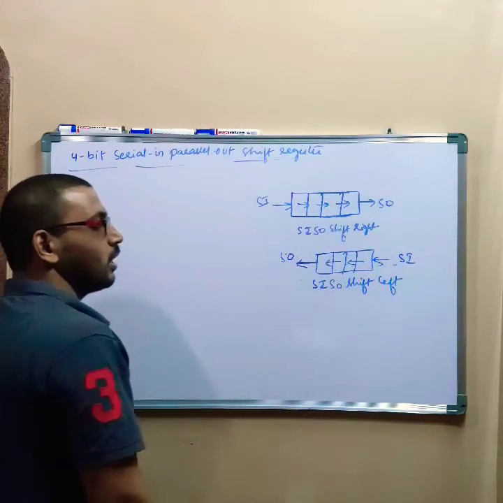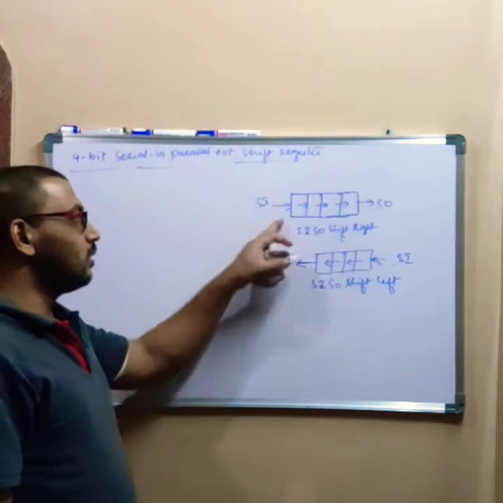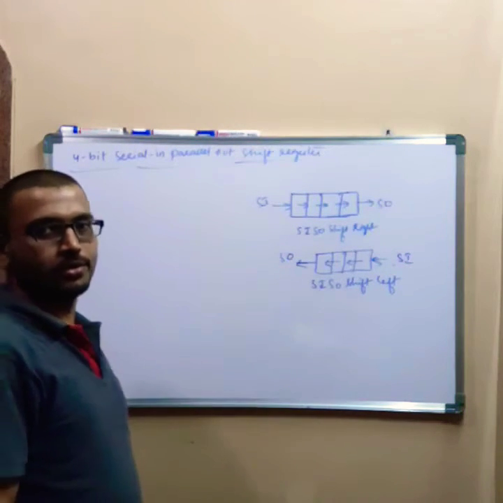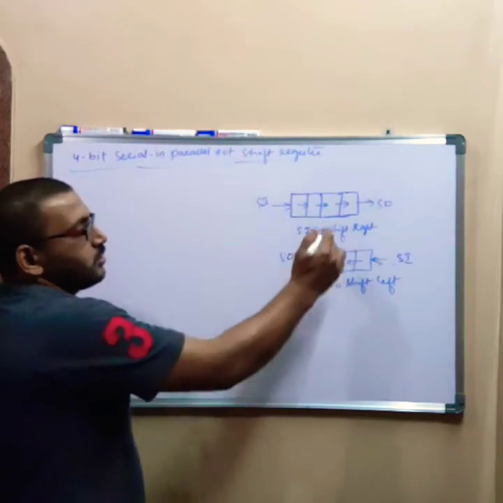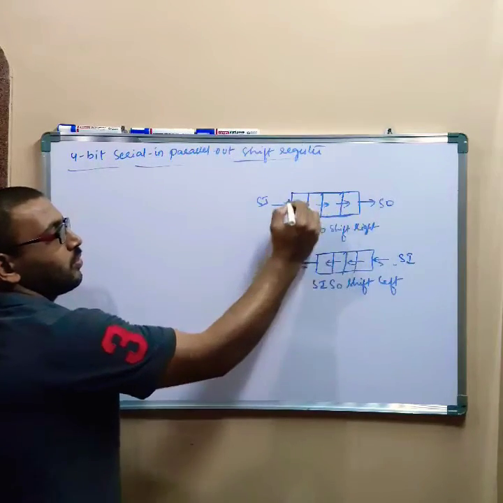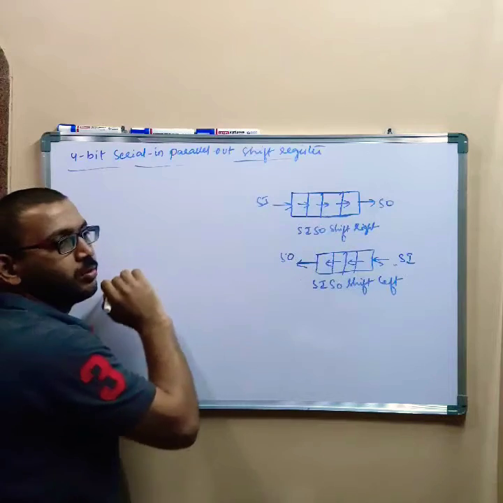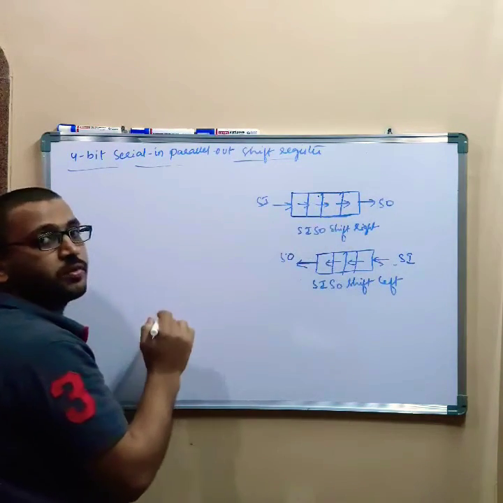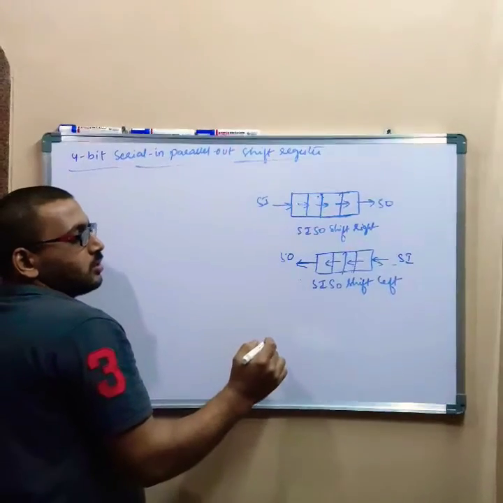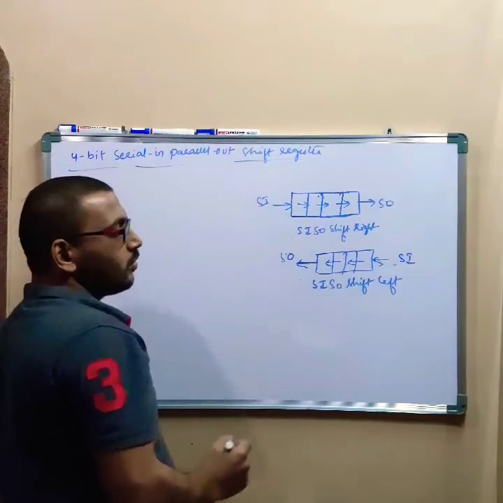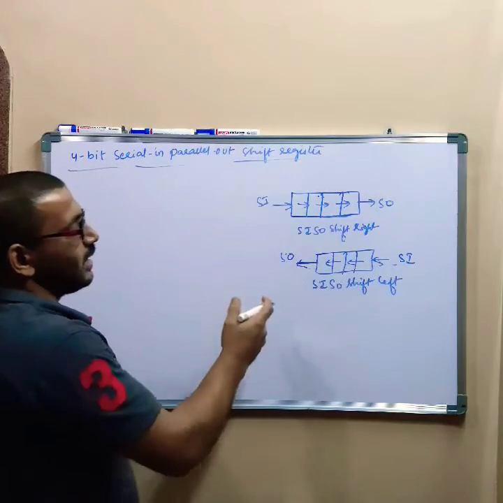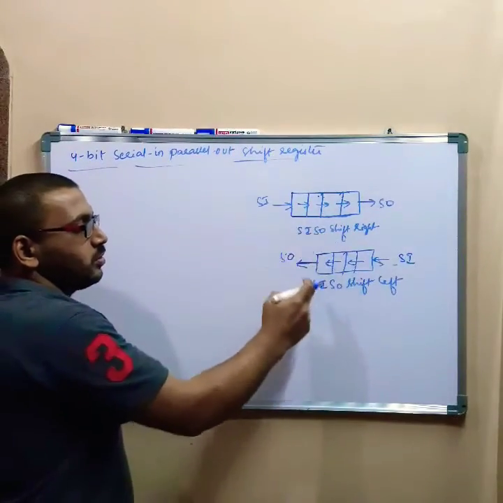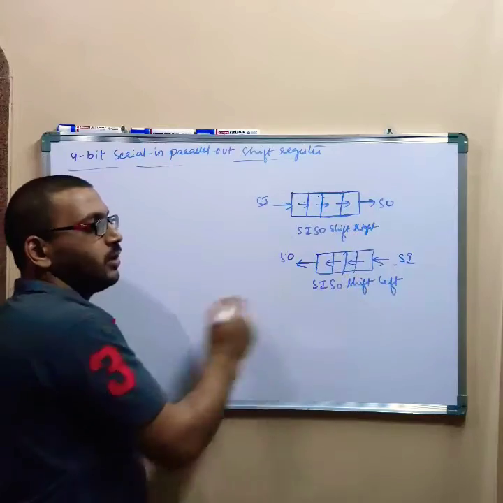In terms of block diagram representation, you can use these symbols. The meaning of this is the output of this flip-flop is connected to input of next flip-flop. The output of this flip-flop is connected to input of next flip-flop. Next, you can take this as logic symbol or block diagram for serial input and serial out, shift right, shift left.